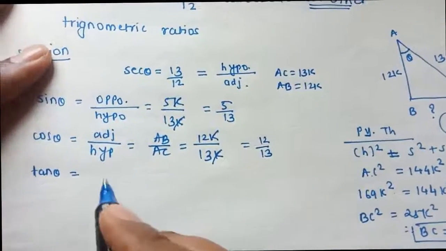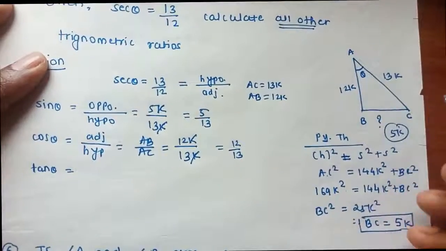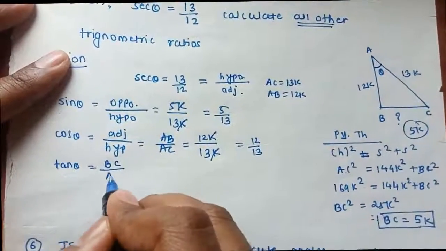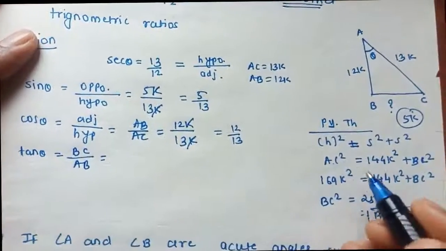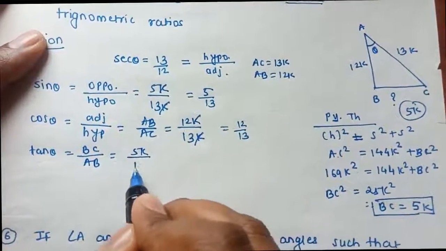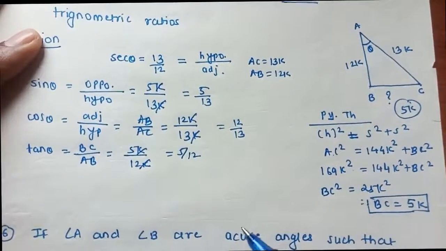Tan theta is nothing but again opposite upon adjacent. Opposite is BC, adjacent is AB, and opposite BC is 5k, adjacent is 12k. Just cut this and this, and you will get 5 by 12.